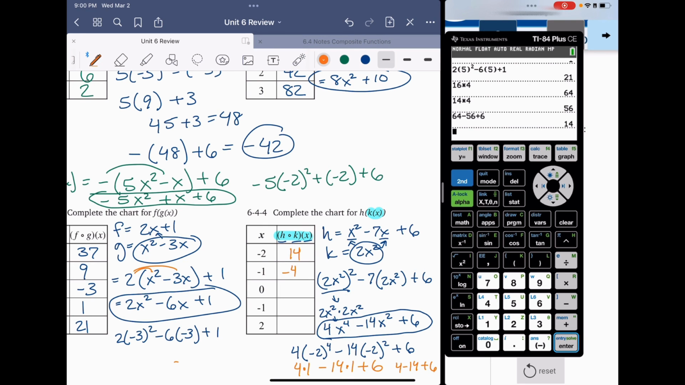All right, 0. 0 should be easy. 0 to the 4th is just 0. So 4 times 0 is 0. Negative 14 times 0 is 0. So it'll just be 6. And then we already figured out what negative 1 was. Oh, that should be a positive 1 right there. We already figured out what negative 1 is, and 1 is going to be the same, so it's going to be negative 4. And 2 will also be the same as negative 2, 14. That's not always the case, but in this case it is.